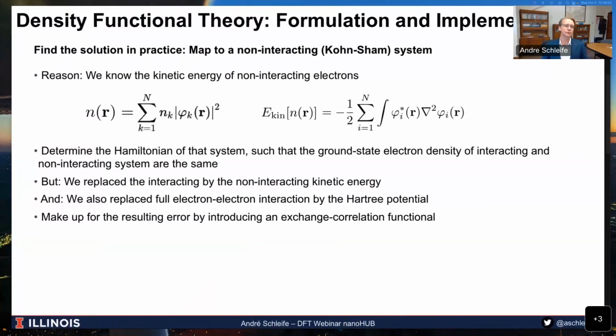All right. Now, in order to actually find this solution in practice, Kohn and Sham developed an approach. They said, we know how to compute the kinetic energy of non-interacting electrons. So if we can map our interacting many-body system to a system of non-interacting electrons, which is nowadays called the Kohn-Sham system, and we put a constraint on that mapping, which is that the ground state electron density of the interacting and the non-interacting system have to be identical, then all we have to do is solve that non-interacting Kohn-Sham system, find the ground state density, and then we have the ground state density of the interacting system. So that's the mapping they established.